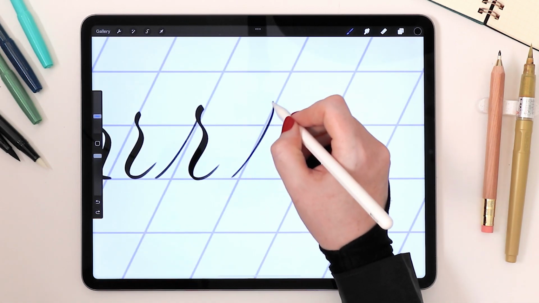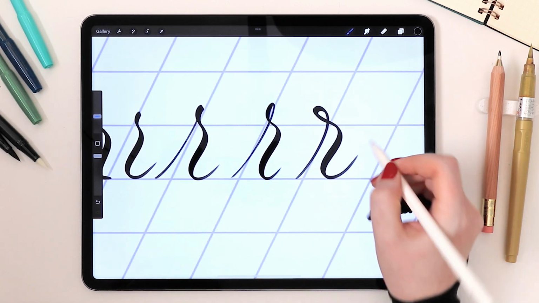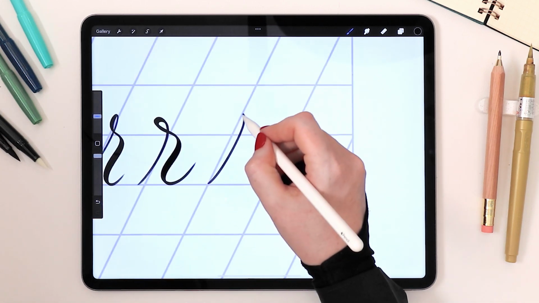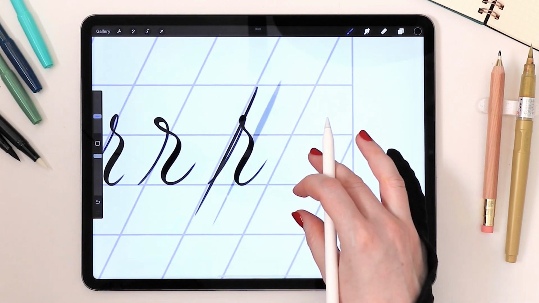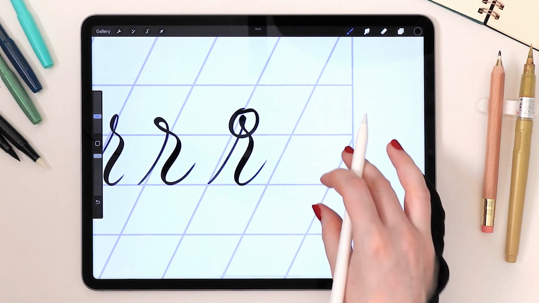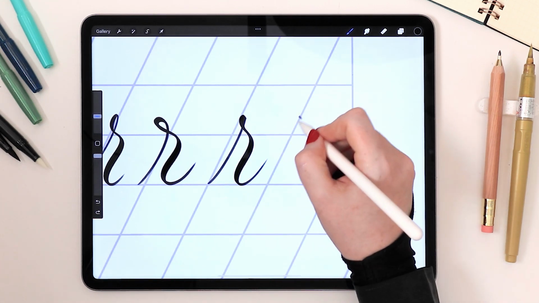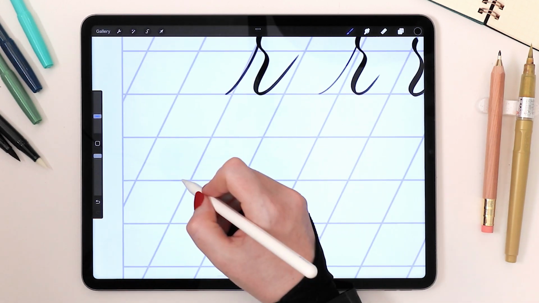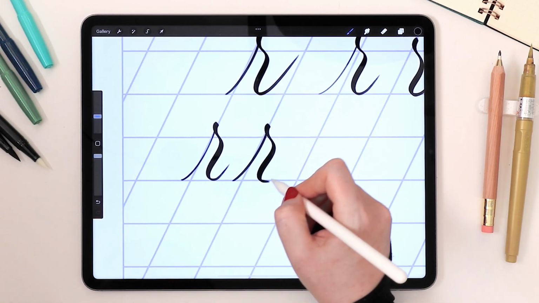Yes, you can make this with a loop. You can make this with a big loop. That's a much funkier kind of version, but your classic formal R is parallel lines here. Nice thin upstroke going above that waistline, just like we did with P, and then coming back down in a continuous downstroke. I do recommend that if this letter is new to you, you take a moment and pause so that you can really get it under your belt.